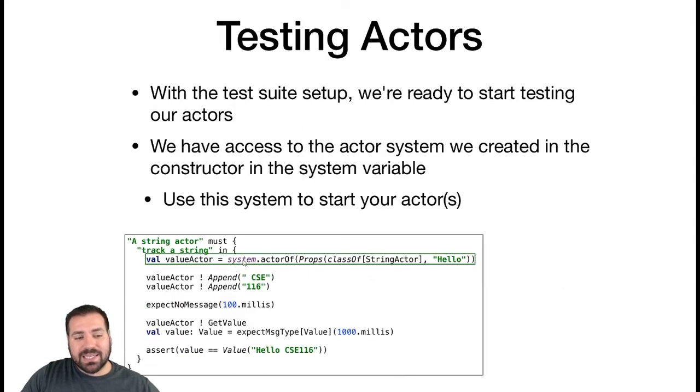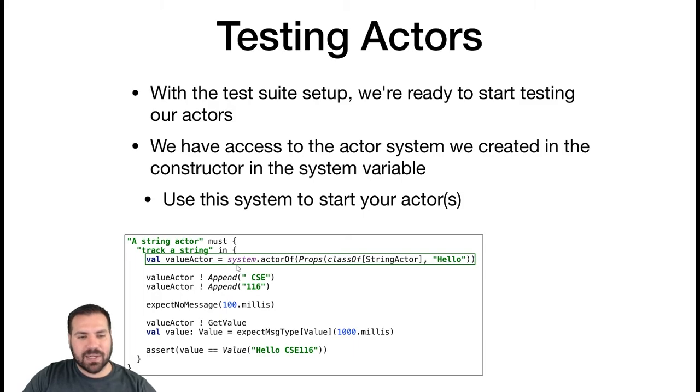So since we have access to the system, we can say system actor of props, just like we did in the last lecture, to add actors to the system that we're using for testing. So I'm going to create a string actor. I'm going to initialize it with the string hello and add it to this actor system. Same syntax we saw last time. And again, valid syntax if I said this.system. This is an instance variable of this class.